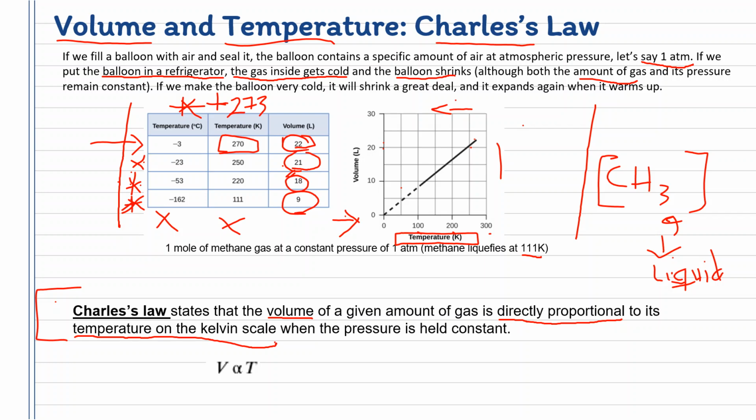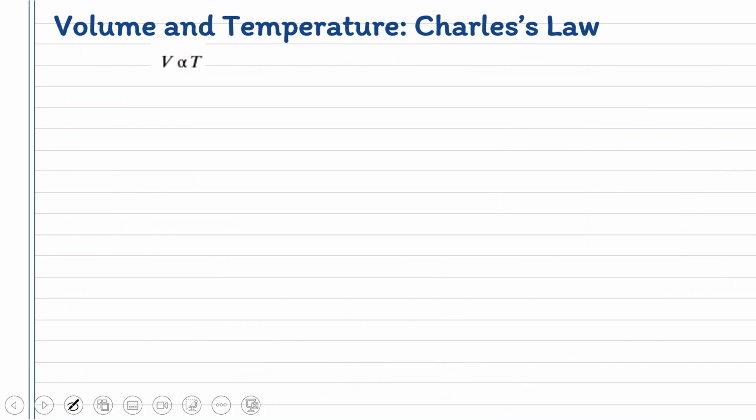Because once you use the Celsius scale, you have to add 273 to get it in Kelvin. Okay, great. So we know his proposition, or his law, was that volume is directly proportional to temperature. Now this is just a proportionality statement. We're going to have to convert this proportionality statement into a mathematical equation. So how do we do that?